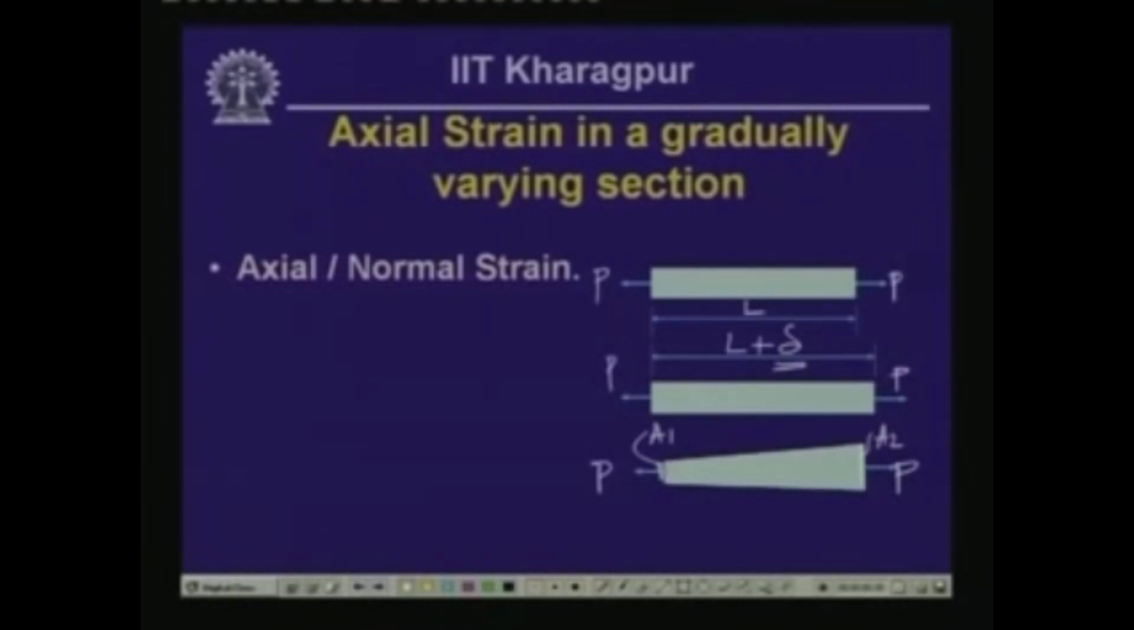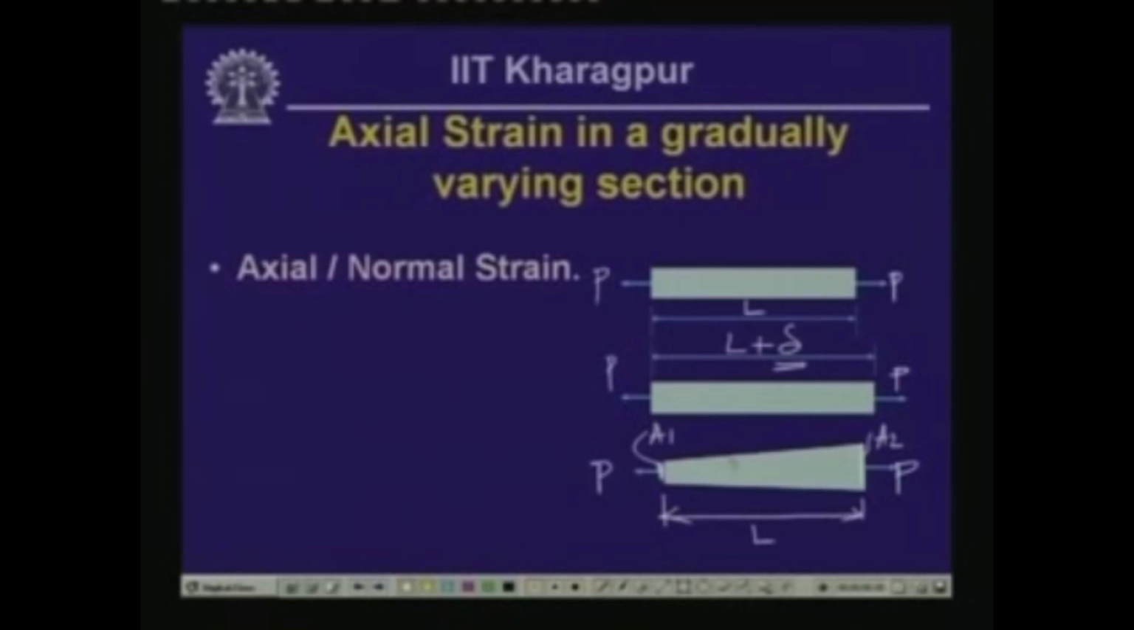We assume that this area is varying linearly between A1 and A2 over the length L. Now, this bar can be of cylindrical type, where the diameter could be varying, or we can have a rectangular cross section in which the thickness is uniform, and because of the change in the width the cross sectional area is varying.